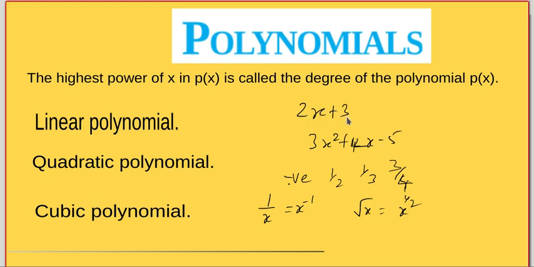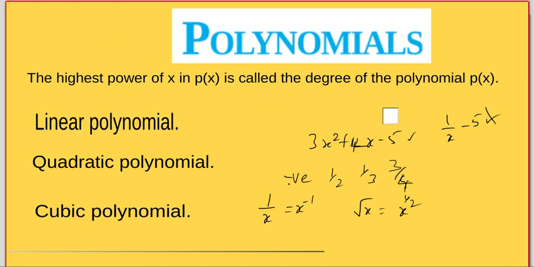2x plus 3 is an algebraic expression. 3x square plus 4x minus 5 is an algebraic expression. 1 by x minus 5, this is an algebraic expression, but this is not a polynomial. Okay, so all these are algebraic expressions, but only those where the power is a whole number. Power can be 0 also. x to the power 0 can be considered as 1, anything to the power 0 is 1. Power can be a whole number. Power should not be an integer or rational number. So that kind of algebraic expressions are called polynomials.